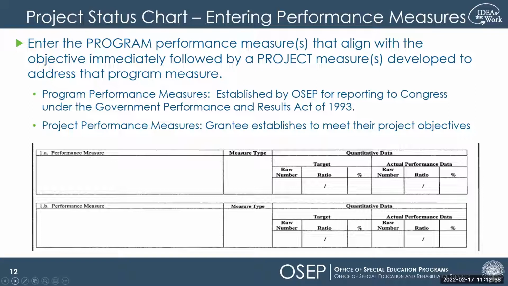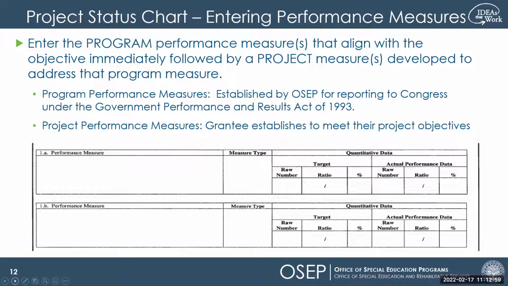As a reminder, the PDP program measures were included in the priority you were funded under, and you can ask your project officer for measures again and any APR resources related to those. There is a document developed that lists each program measure and suggestions of aligned project measures.